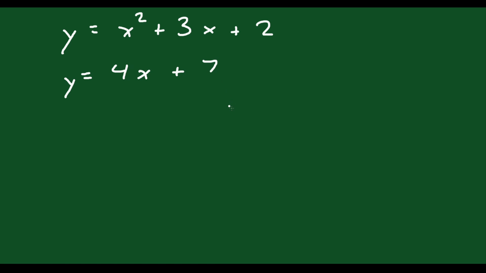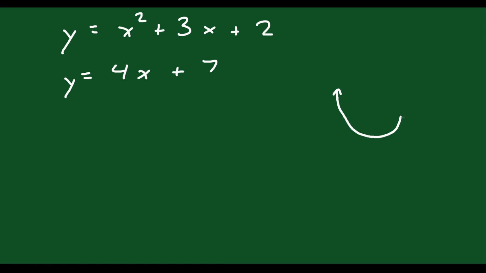Let's solve some systems of equations that involve quadratics and linear functions. So let's say I have y equals x squared plus 3x plus 2, and I also have y equals 4x plus 7, and I'm told to solve this system of equations. Well, what happens when you have a quadratic and a linear function together?